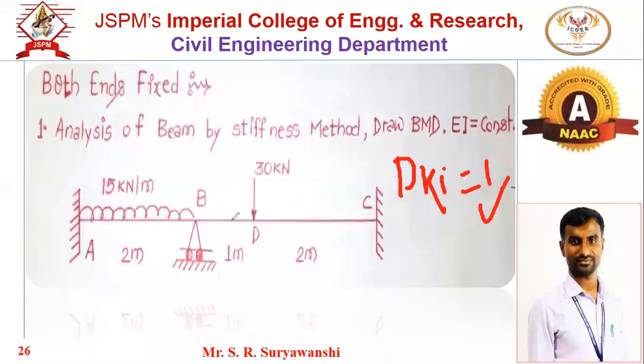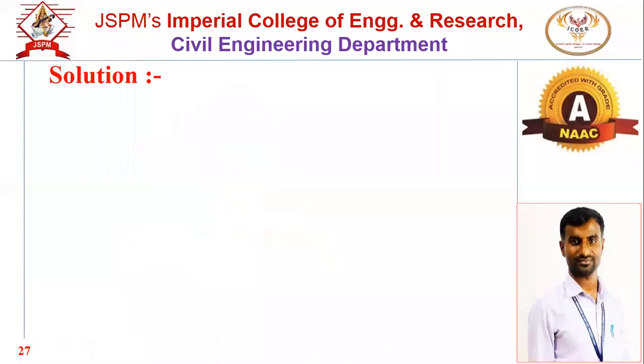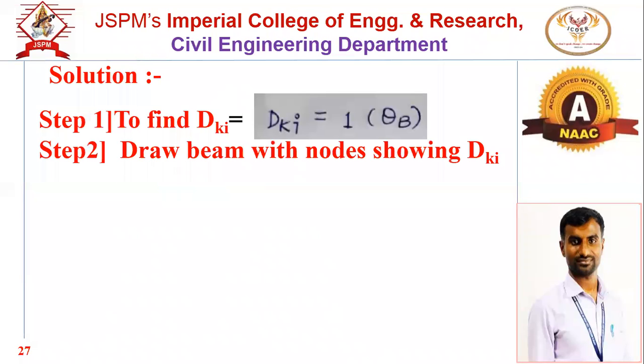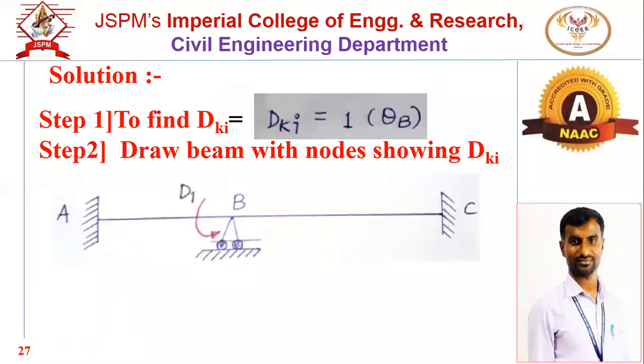Theta b means at point B we will have the rotation, that is theta b, and we have to give the number for this particular node. So here we are having only one node, so that's why one node only, at B. Okay. So going for the solution, step number 1 is to find out the DKI, that will be 1, that is for theta b, the rotation at B. Then draw the beam with a node point. So here we can consider point 1 or node 1 at B, and this is the rotation. So you can consider this as theta B, or you can consider this as D1.